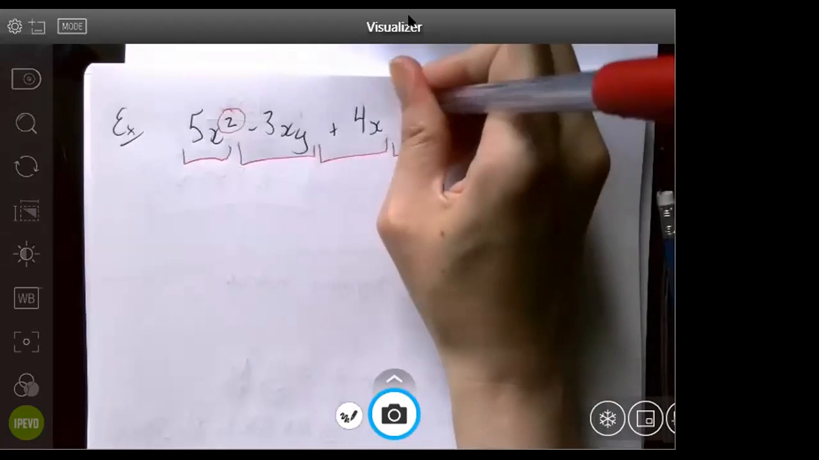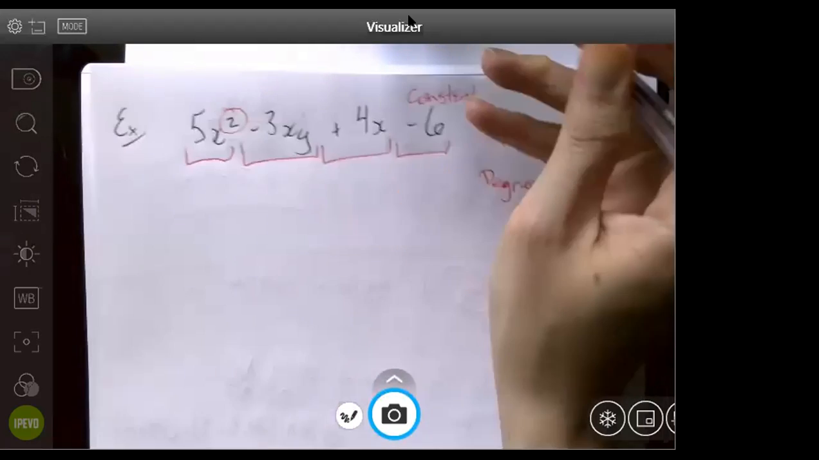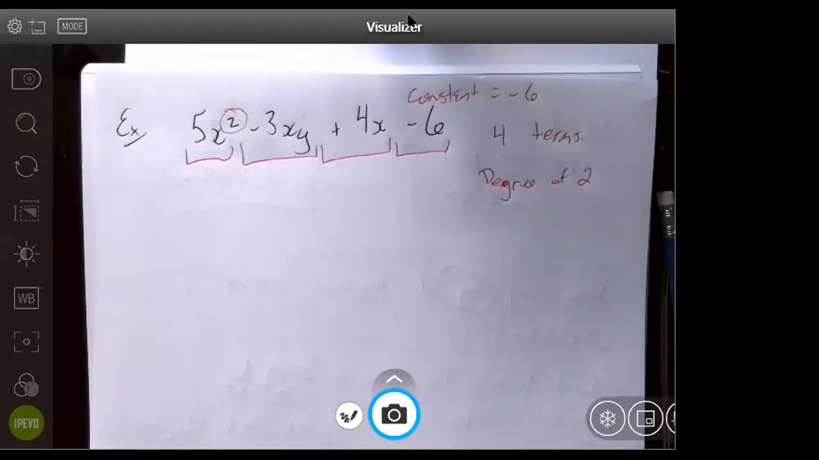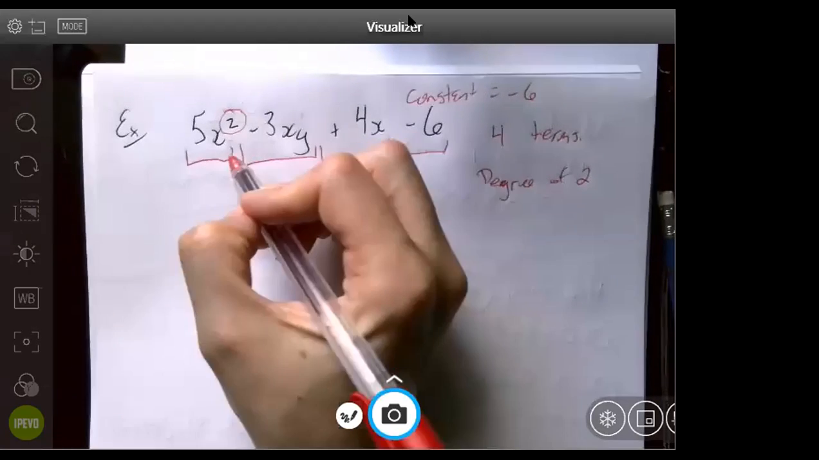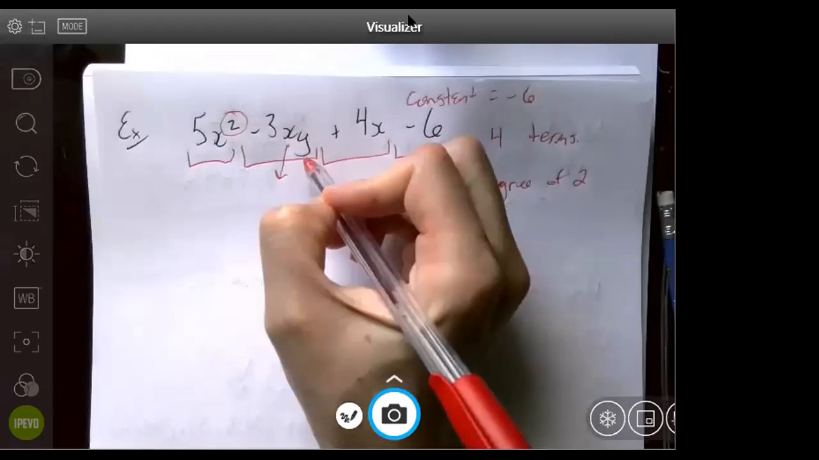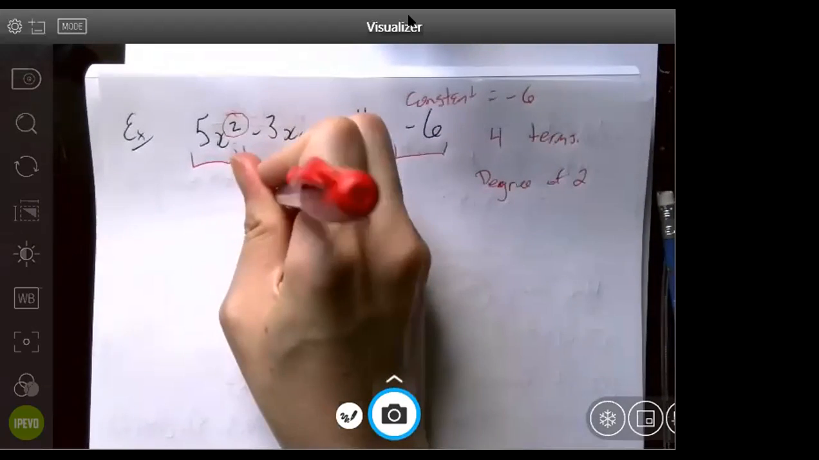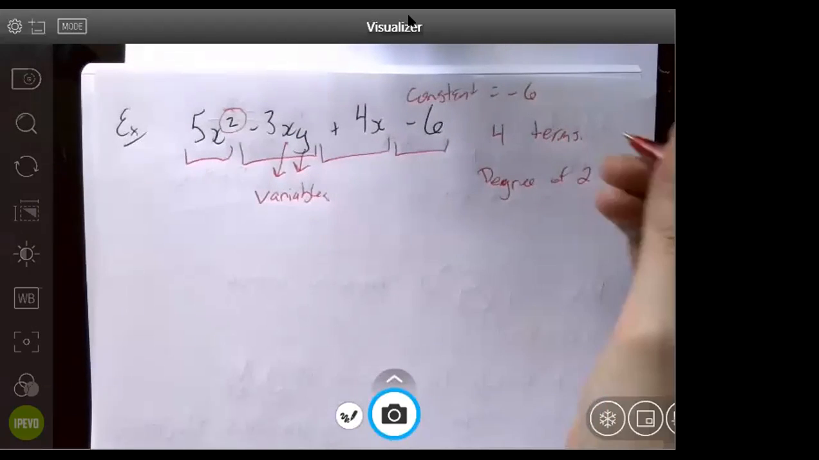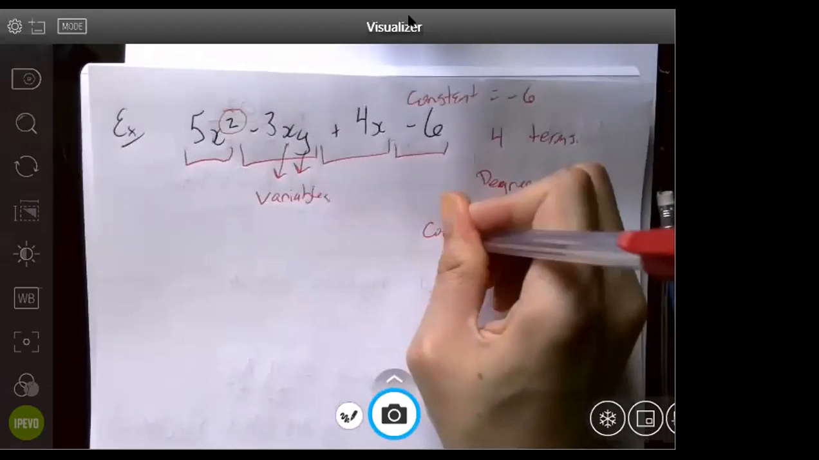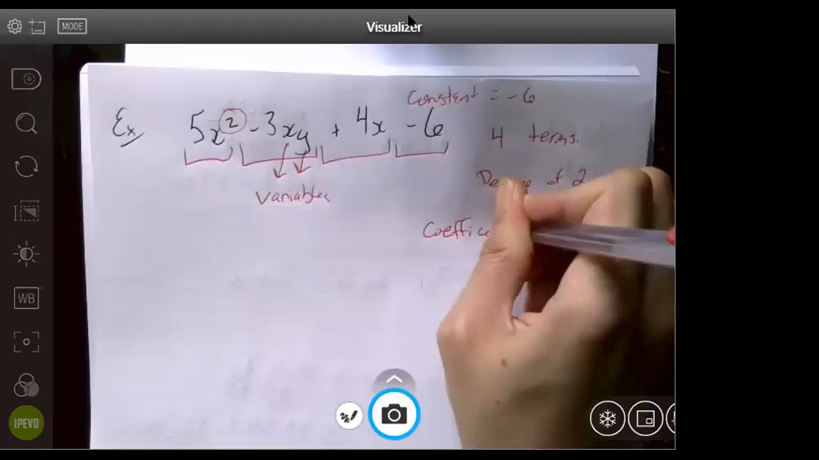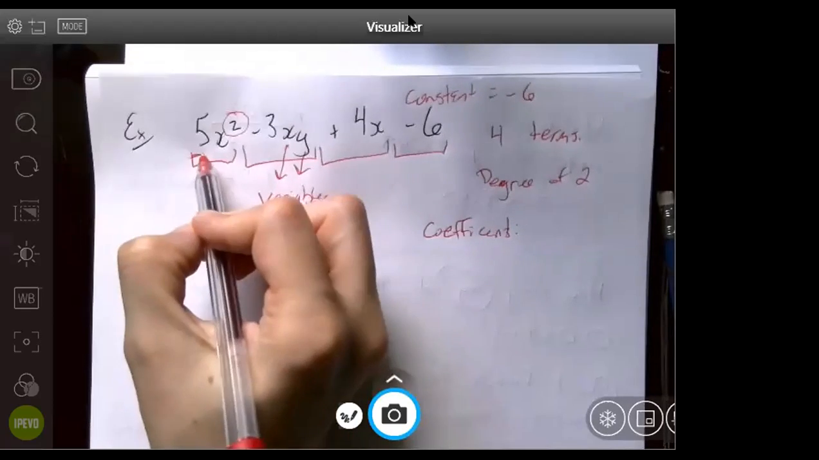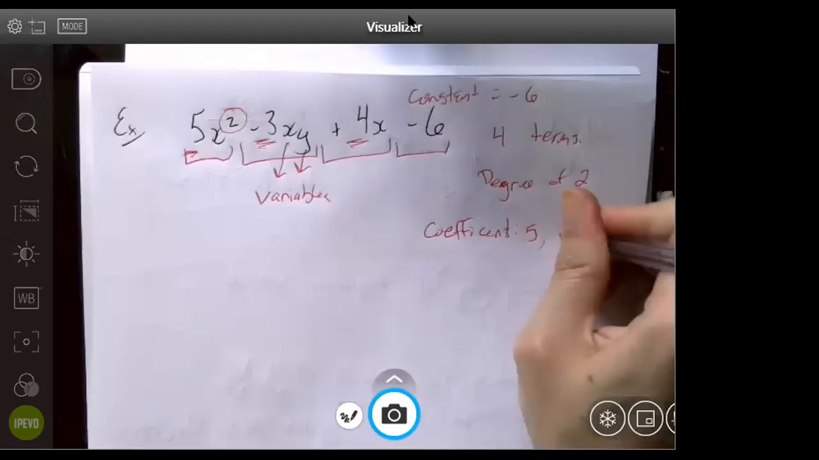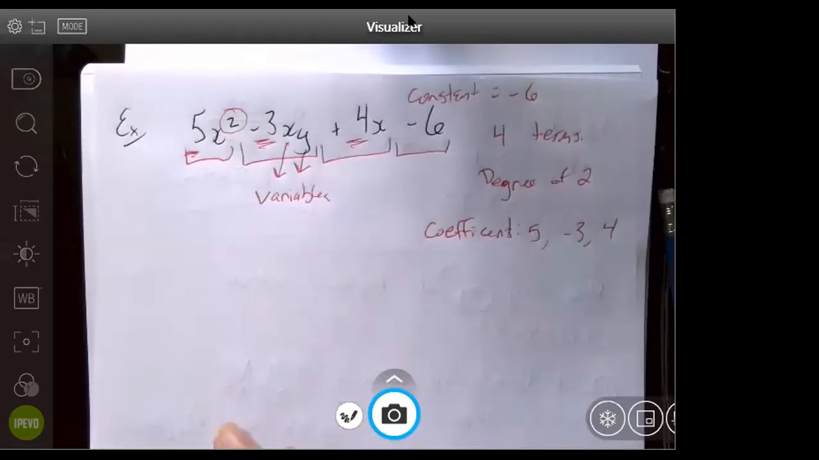Our constant is right here, so it would be -6. We have 2 different variables. We have both y and x variables. We have 3 different coefficients, which are the numbers in front of a variable. So that would be 5, -3, and 4.